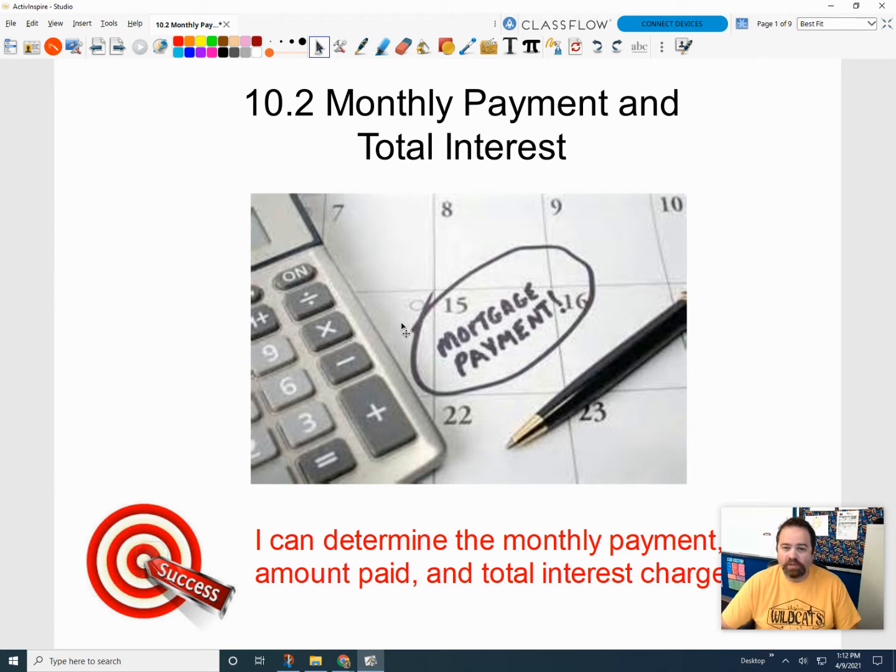I don't remember exactly which one, but it was when we were talking about actually getting a loan and how much you really pay back based on how much you borrowed. This is a very similar calculation. The difference is we're dealing with a larger amount of money.